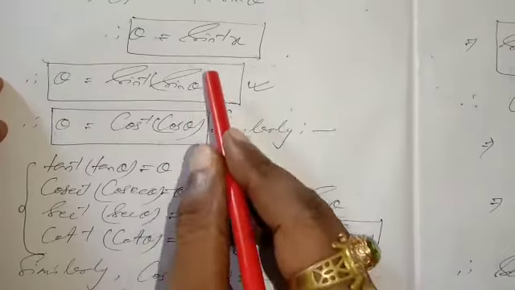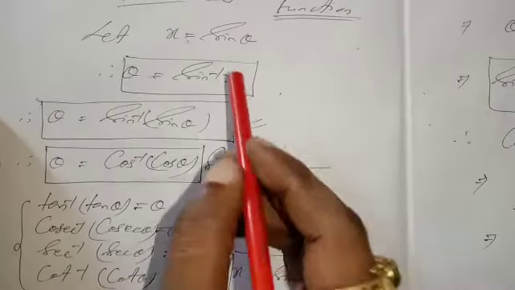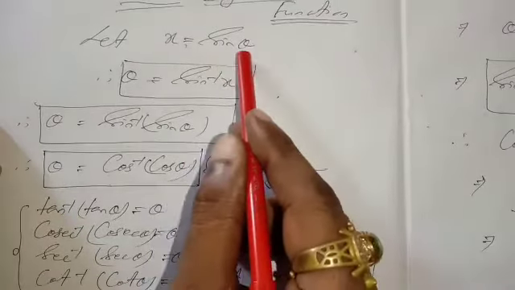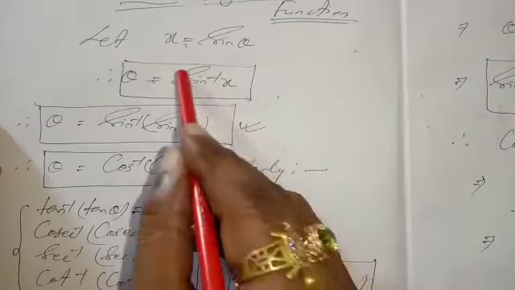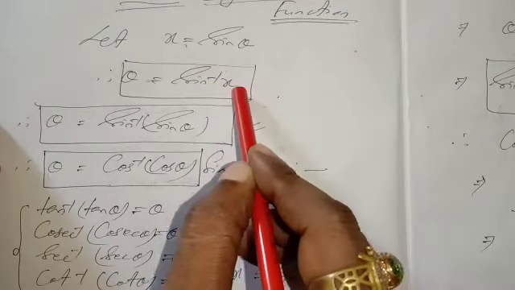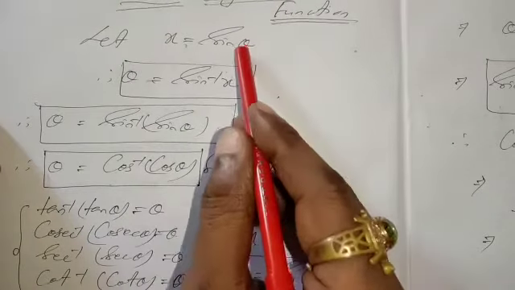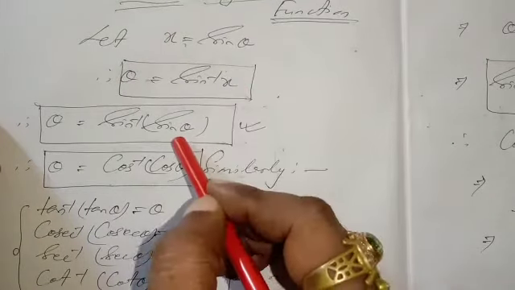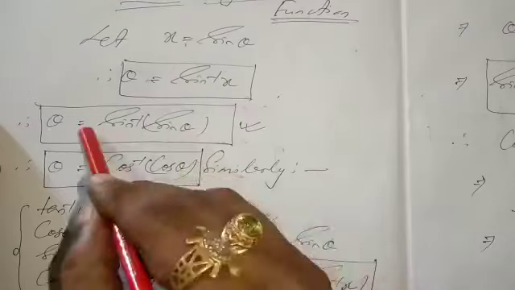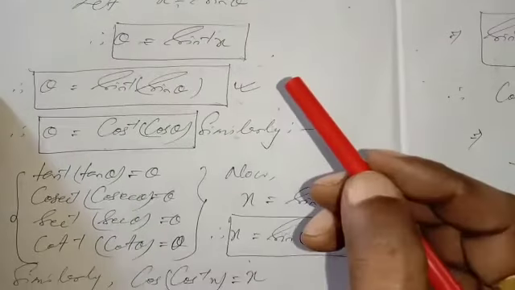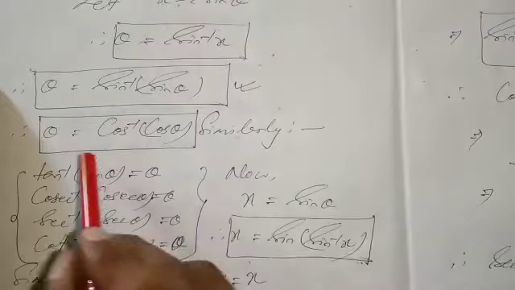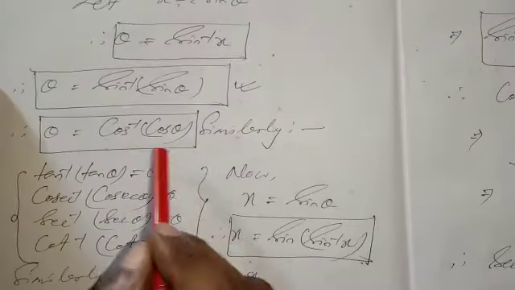From the beginning you have to thoroughly practice. Whenever you take sin theta is equal to x, then theta will be sin inverse x. This is the inverse trigonometric function. Then theta is equal to sin inverse x means, replacing x by sin theta, sin inverse sin theta is equal to theta. Very interesting chapter, inverse trigonometric function. Then theta is equal to cos inverse cos theta.